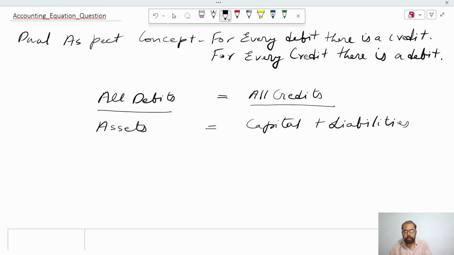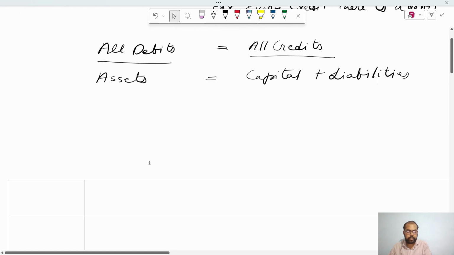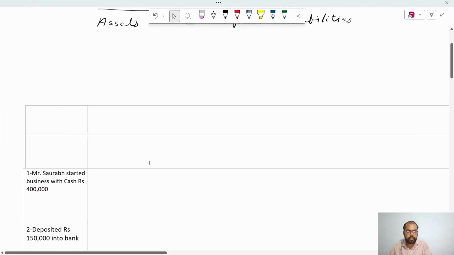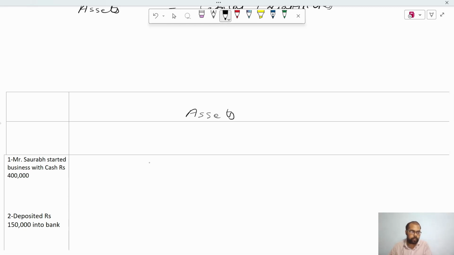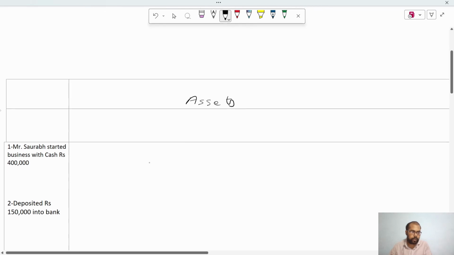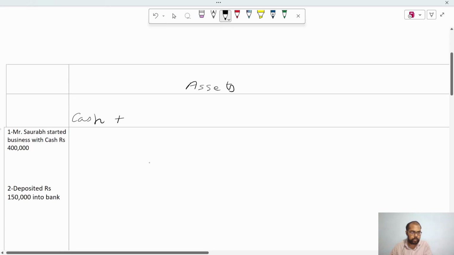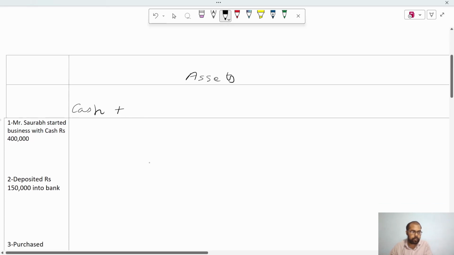So I've already taken a question here. See, the very first transaction is written. But before solving this question, first of all, we shall identify how many types of assets there are. The very first transaction says that business started with cash rupees 4 lakh. So obviously the very first asset that we should write down is cash. Now let's see what the second asset is. Deposited 1 lakh 50 thousand to bank. So bank is another asset.